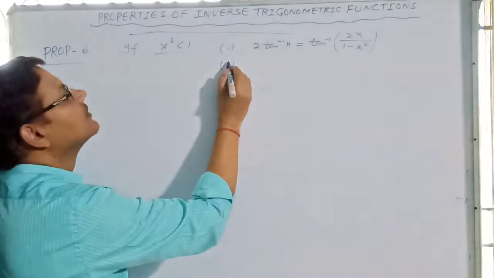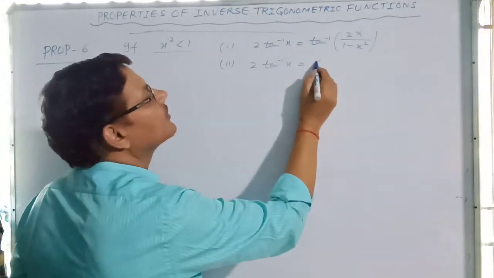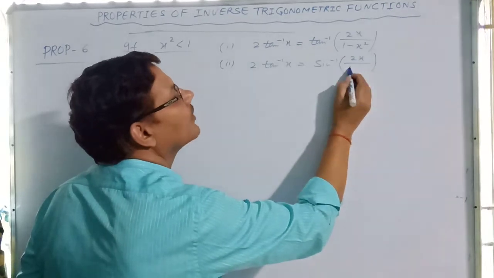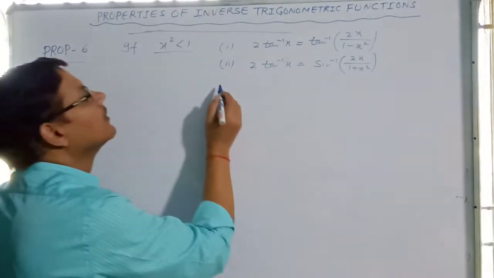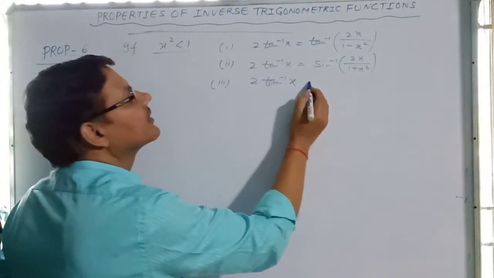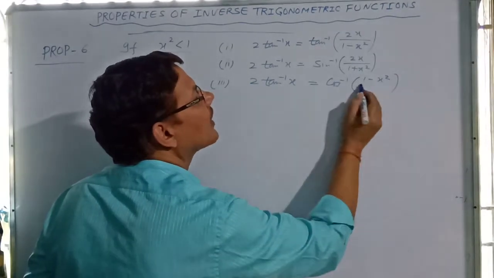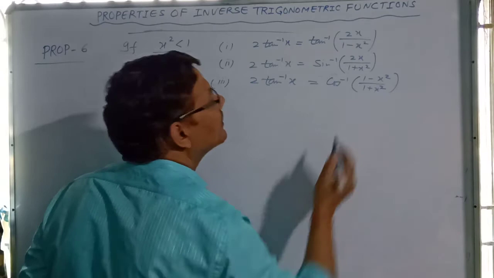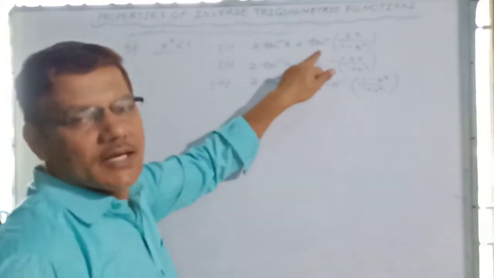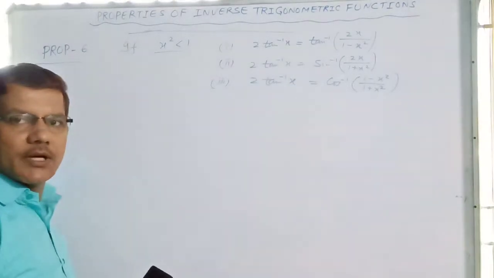The second one is 2 tan inverse x is equal to sin inverse of 2x by (1 plus x square). The third one is 2 tan inverse x is equal to cos inverse of (1 minus x square) by (1 plus x square). It means this is the way we change 2 tan inverse x into either tan inverse or sin inverse or cos inverse, according to our requirement.